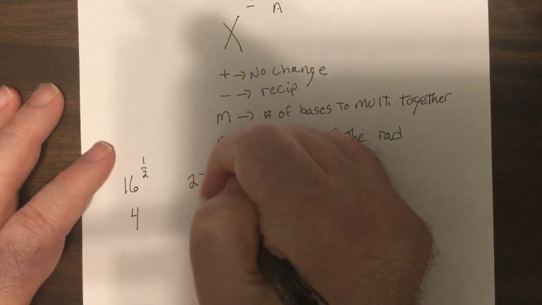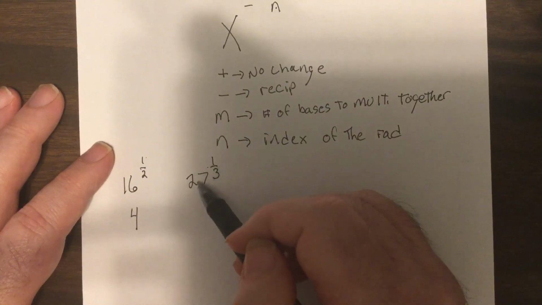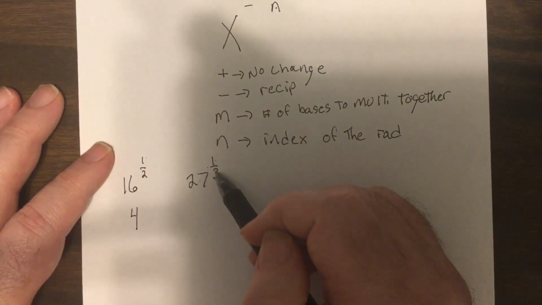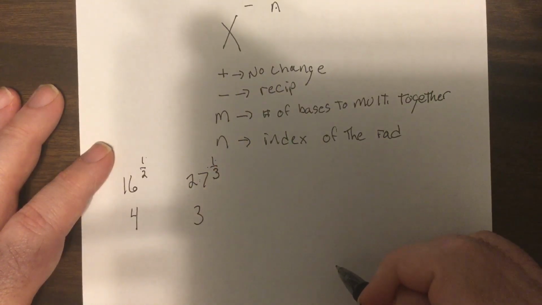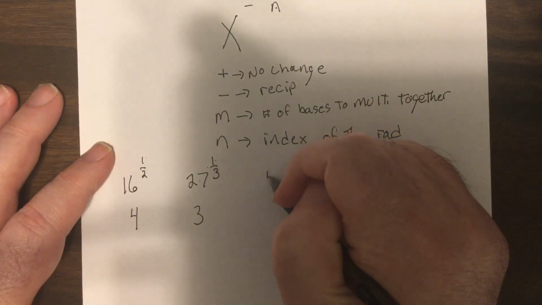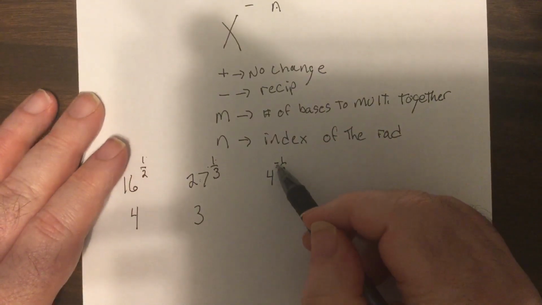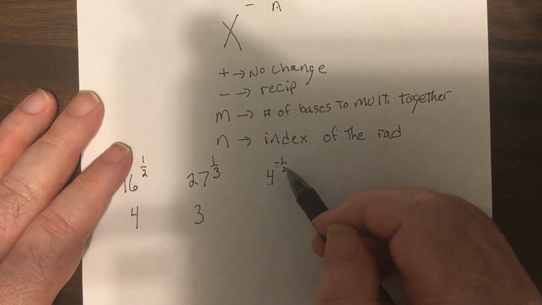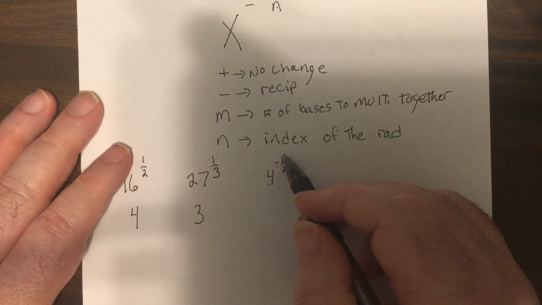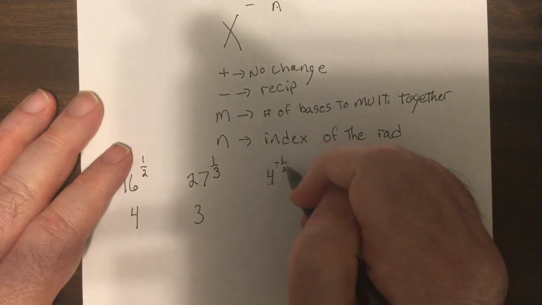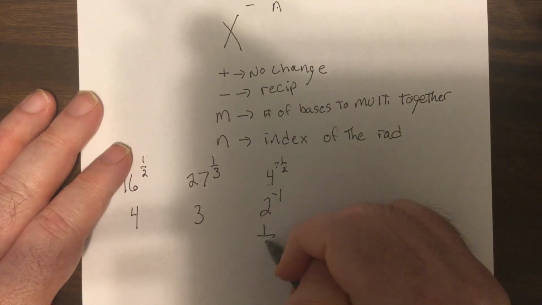If I said, what's 27 to the 1/3? Again, you'd say it's positive, so don't move it. 1 means I have one of these, and the 3 means I need to take the cube root. And the cube root of 27 is 3. So if I said, what's 4 to the negative 1/2 power? Well, the negative means at some point I got to flip this. And the 2 on the bottom means at some time I got to take the square root. The top is a 1, so that means I have one of them. So the square root of 4 is 2, to the negative 1. So that would be 1/2.